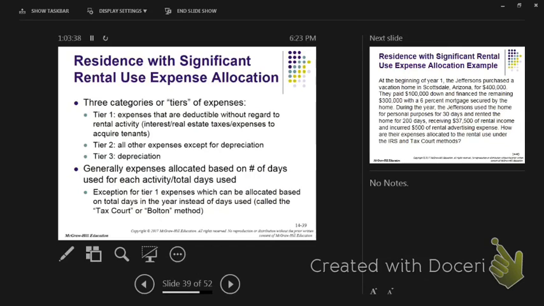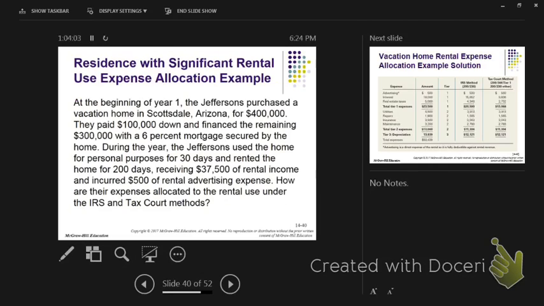And you don't get to depreciate your house unless you rent or use it for business, right? So for renting and depreciating, that's Tier 3. So generally, expenses are allocated based on the number of days. There are two different ways to allocate those based on days: the Tax Court way, and the Bolton method. I don't know why it's called the Bolton method. I'm sure it's after some guy. But so, the Tax Court or the Bolton. So we'll look at this example first, and we're going to do it both ways.